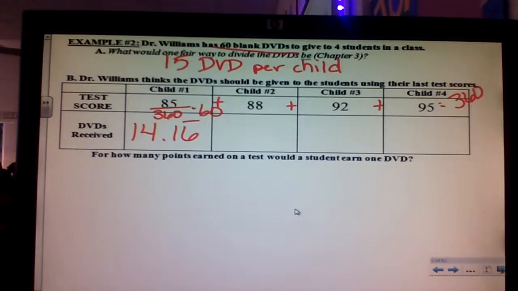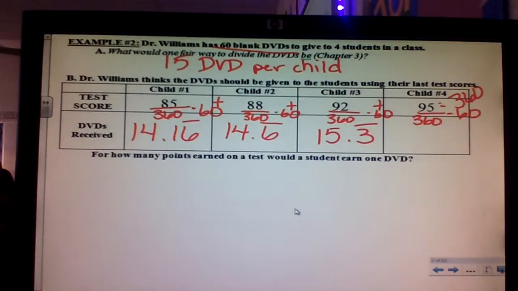Okay. Child number 2 should be higher or lower? Higher. Okay. Let's see what happens. 14.6 repeating. So, not much higher, but they did get a little bit more. Child number 3 should be a little bit more higher. You got 15.3 repeating. Yes. And child number 4 should get the most. You got 15.83. You actually had it. Okay, good.